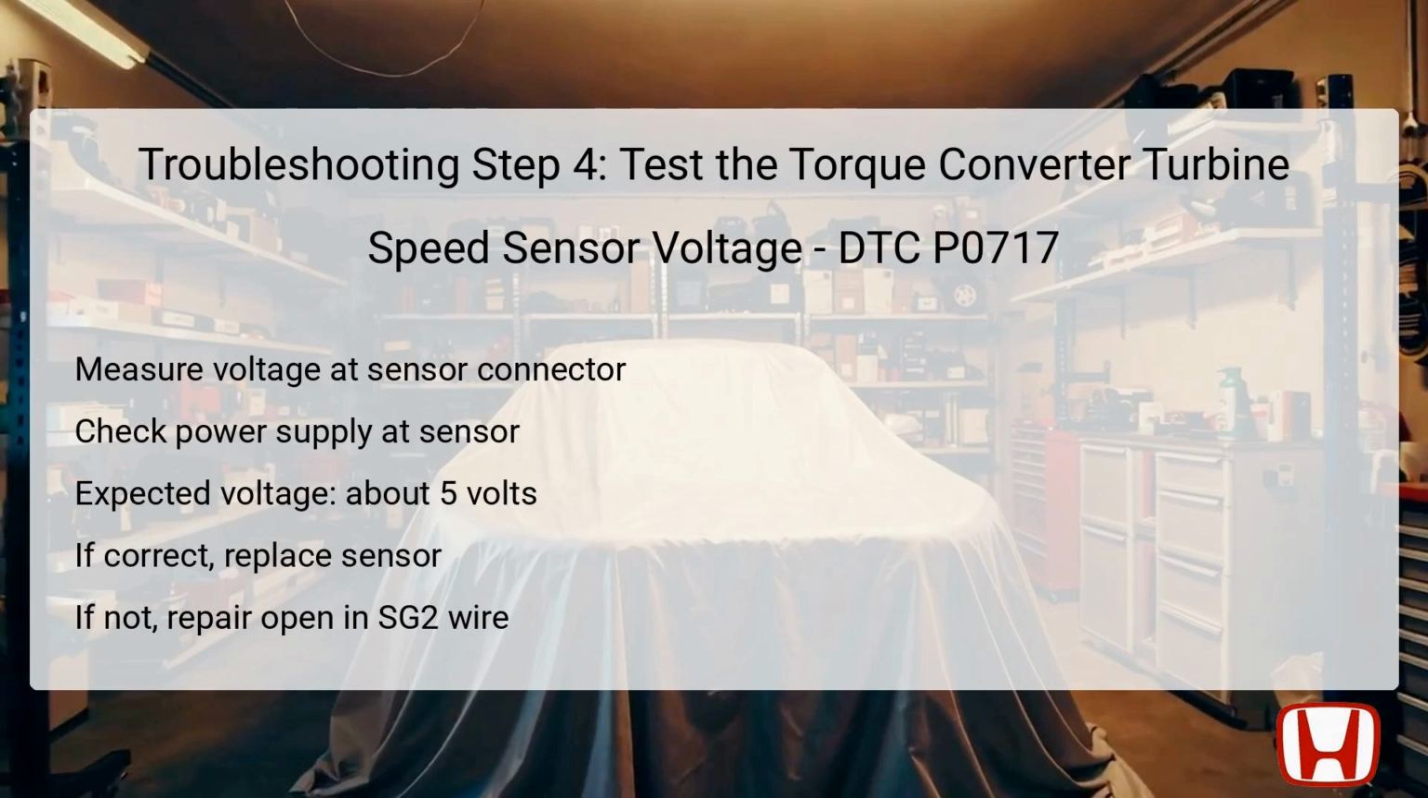If this voltage is correct, but the error persists, replacing the turbine speed sensor is necessary, as it may be faulty or sending inaccurate signals. Conversely, if the voltage is insufficient or absent, an open circuit or wiring fault in the SG2 wire, which links the sensor to the PCM, should be repaired. This ensures the sensor has the proper operating environment needed for accurate torque converter speed monitoring.